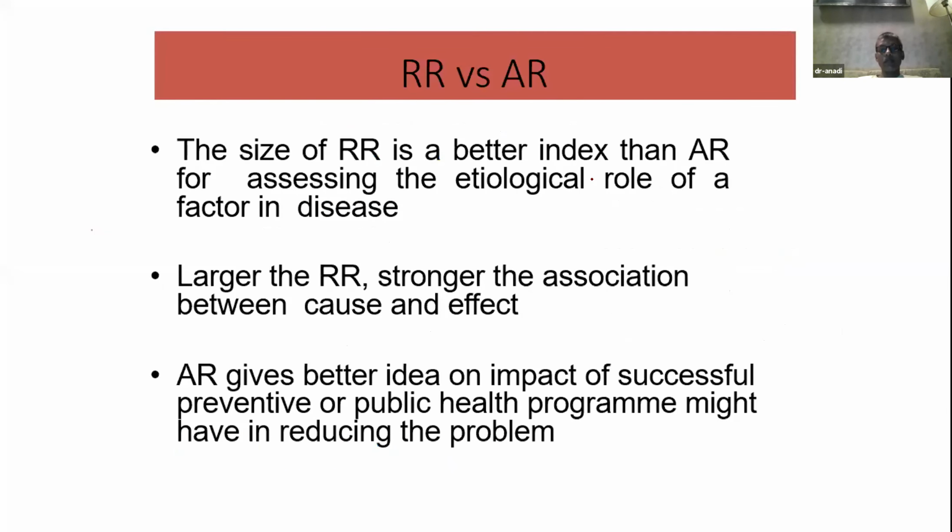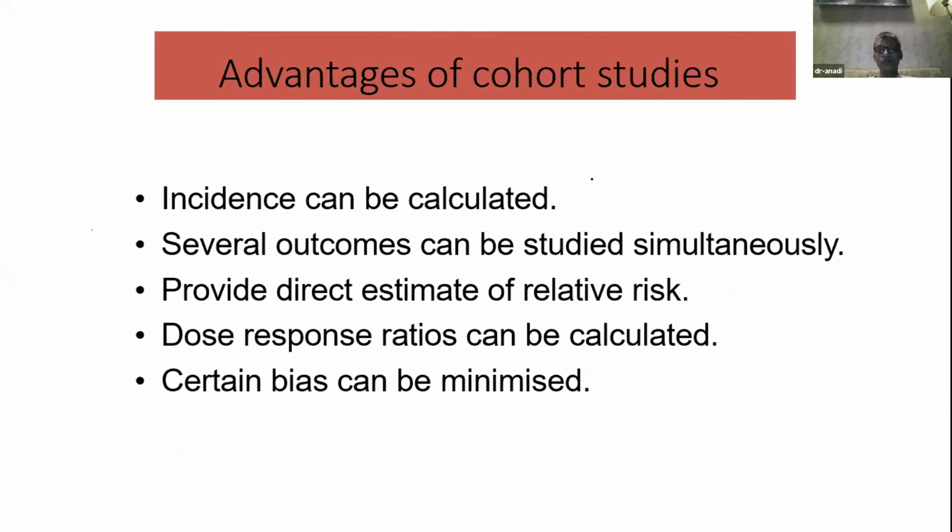What is the relative risk versus attributable risk? The size of the RR is a better index than AR for assessing the etiological role of a factor in disease. The larger the RR, the stronger the association between the cause and effect, as exemplified in previous equations. AR gives a better idea of the impact a successful preventive or public health program might have in reducing the problem.